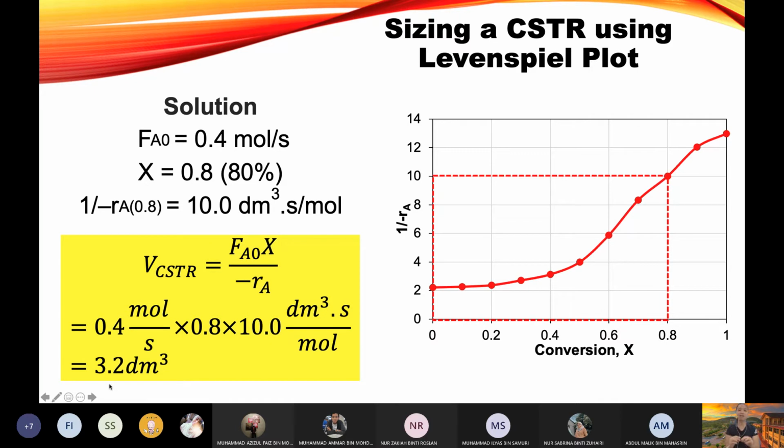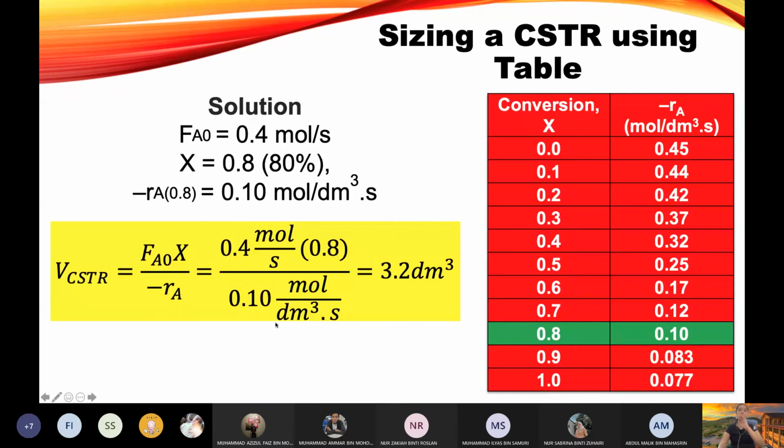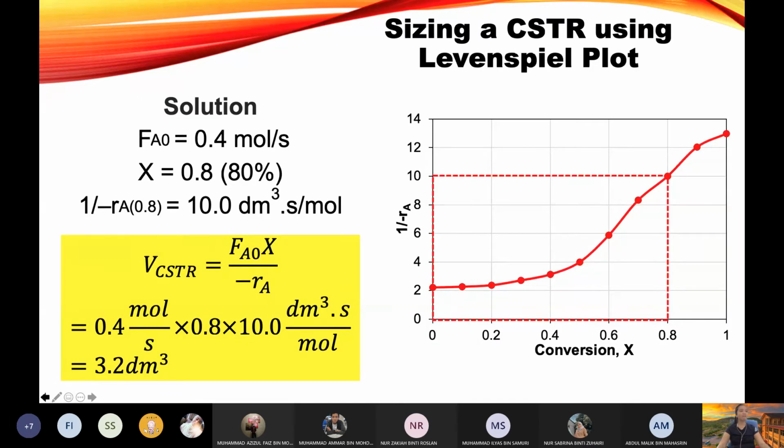This part sometimes students get confused. Why am I still confused? Just now when we used the table, it was divided by minus RA. So you divided by 0.10 because from the table, at 0.8, minus RA is 0.10. However, you must remember the y-axis of the Levenspiel plot is 1 per minus RA. Meaning you multiply directly with 1 per minus RA. You no longer divide by the value. Because remember the formula is FA0 X per minus RA. So FA0 multiplied with X multiplied with actually 1 per minus RA. So from your plot, you directly get 1 per minus RA as 10. That's why we multiply directly with 10, and you will get the same volume.